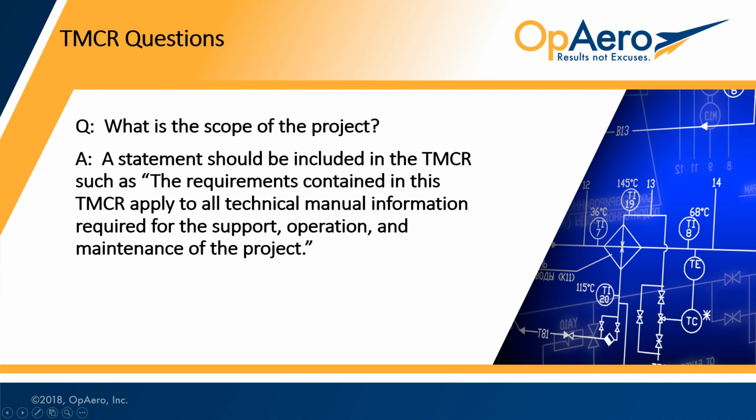So, right on to the questions. The first question should be: what is the scope of the project? You should include a statement in the TMCR that reads something similar to: the requirements contained in this TMCR apply to all technical manual information required for the support, operation, and maintenance of the project. But be very specific about the title of the project and any details that you think are pertinent to include in the scope statement.